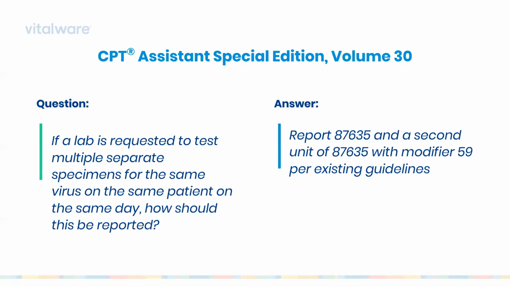The AMA also published a special edition of the CPT Assistant. So I copied a couple of what I thought would be the more interesting questions out of here. At the end of this presentation, you'll have the reference if you want to go out there and take a look at this for yourself. But I thought there were going to be some questions around this particular stuff. So basically one of the questions was, what if I have to do multiple separate specimens, separate being a key word, for this virus? And they are saying to report 87635 and another unit of 87635 with modifier 59 if you have to do multiples of those.